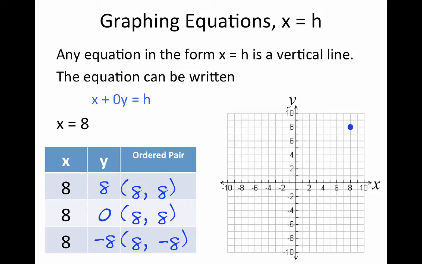When x is 8, y is 8. When x is 8, y is 0. When x is 8, y is -8. Notice x is always 8, and we've got the graph of the line. Notice it doesn't matter what y is. X is always equal to 8, and this graph is a vertical line.